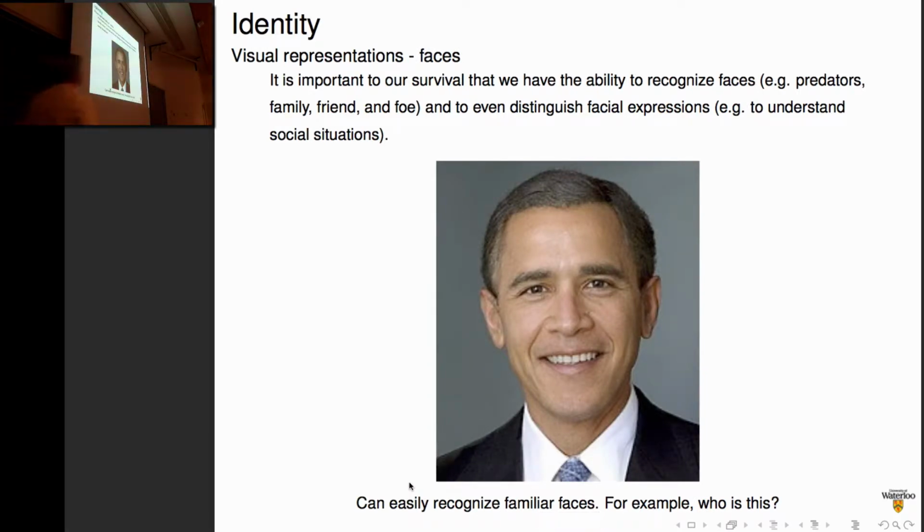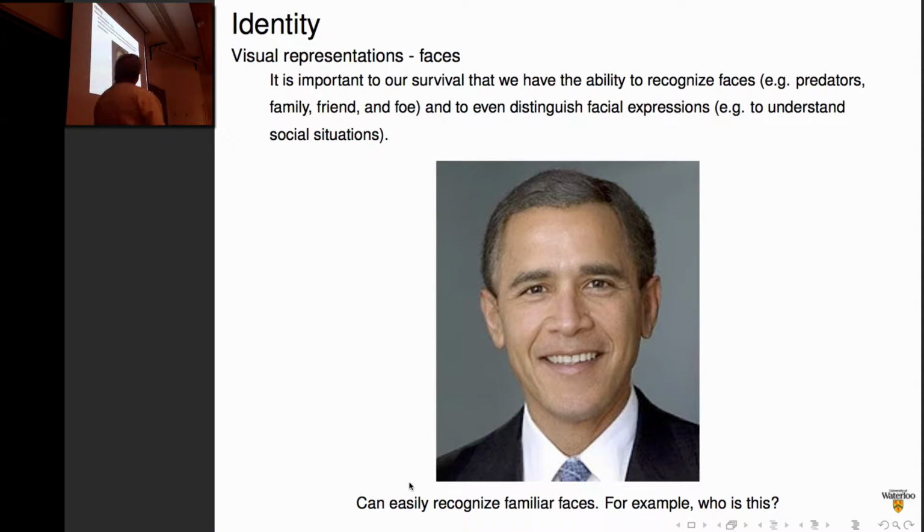Well, you might recognize this face. Anybody know who this is? It's who? George Obama. Not really. It's actually Barack Hussein Bush.